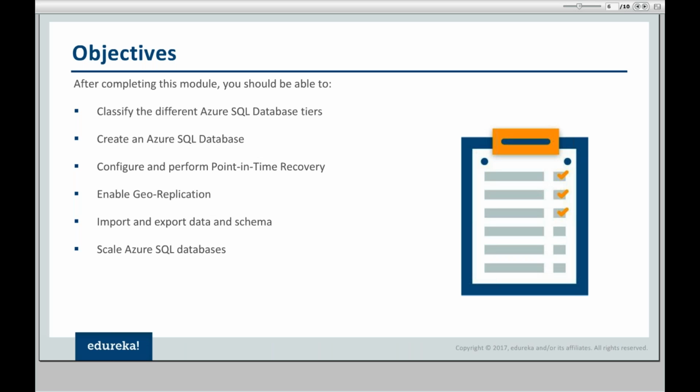And here we go with the objective. We will be classifying the different Azure SQL database tiers which we have, which means the plans that we have here. And we will work on creating an Azure SQL database. We will also work on configuring and performing the point-in-time recovery. We will be working with enabling geo-replication. And followed by that, we will go for importing and exporting your data and schema. We will also work on scaling the Azure SQL databases finally. So that's the overall objective that we have for module 4 today.